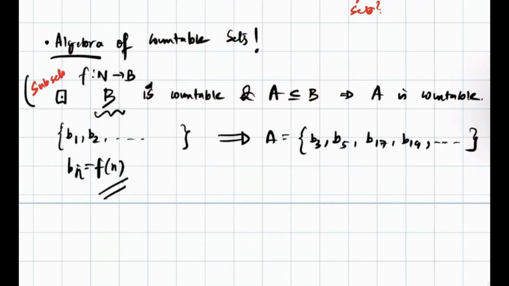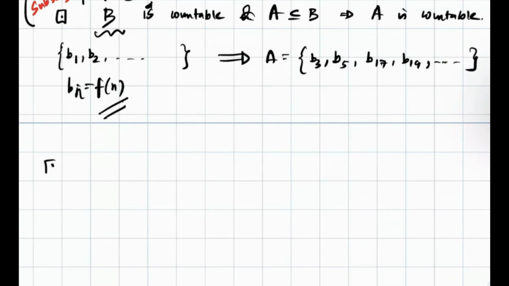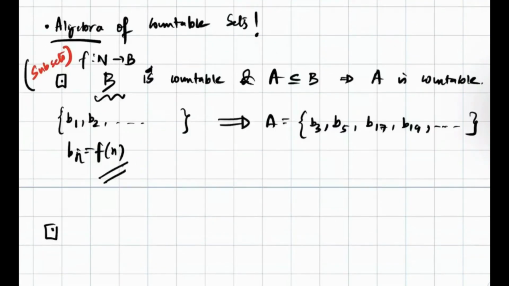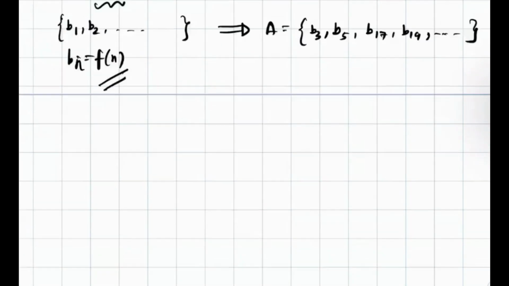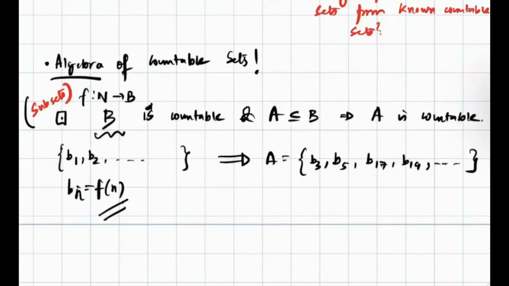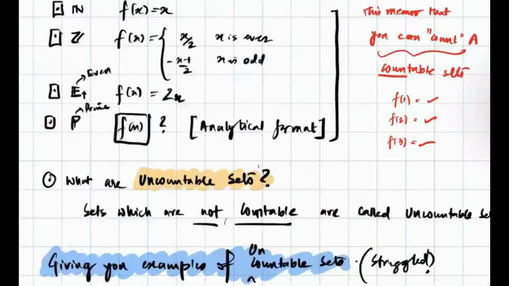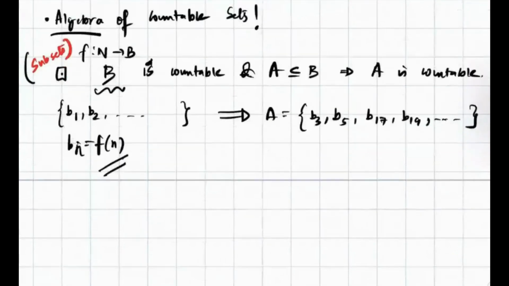Subsets of countable sets are countable. The next one is that, okay, all of you understood this, yes or no? Please write yes or no in the comment box. Super. So this is the first property.